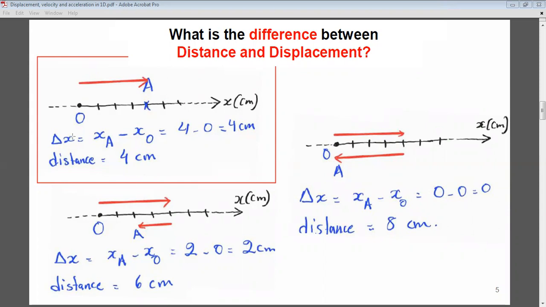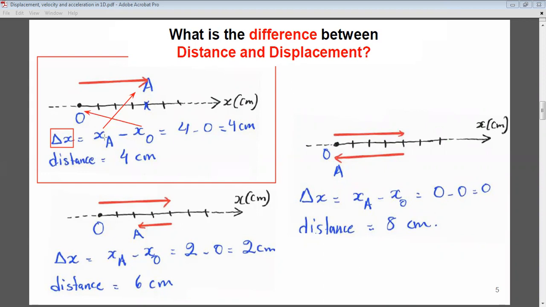And I want to calculate the displacement. So displacement is delta x. I will just write delta x. It is x final minus x initial. X final is x of A. X initial is x of O.